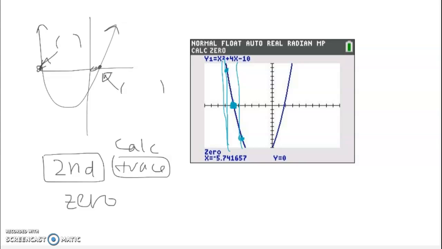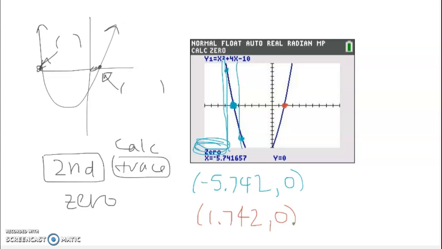You are then going to guess when you put your cursor as close as possible to that x-intercept and then hit enter, and it will give you this coordinate, negative 5.742, comma 0, as your actual 0. Notice that it says 0 here. It does not say like 0 question mark or anything like that. You're then going to do the same thing for the x-intercept on the right. When you do that, you should get 1.742, comma 0. You have to be able to do this on your calculator. If you cannot, and this was not helpful enough, let me know in class so that I can show you how to do it on your calculator.